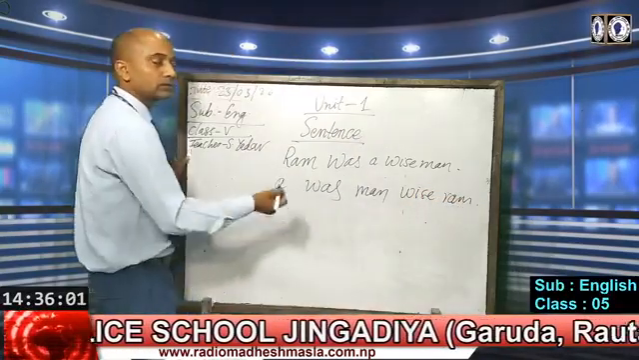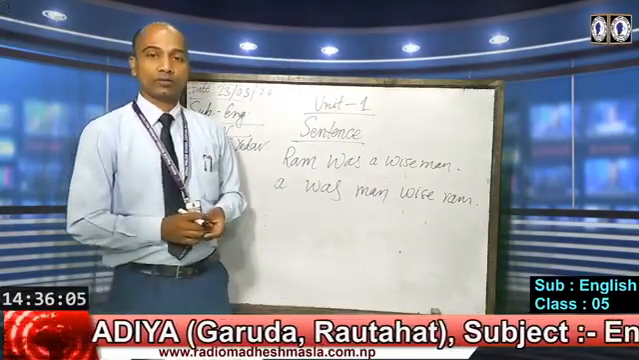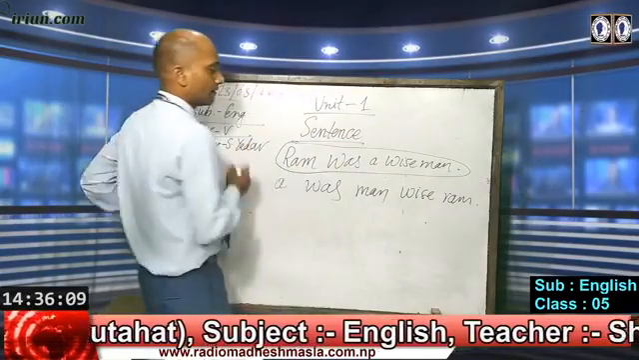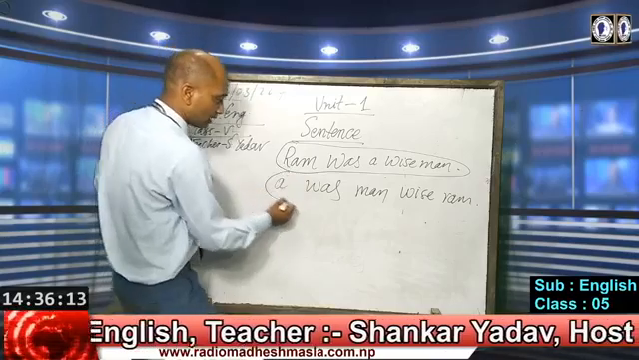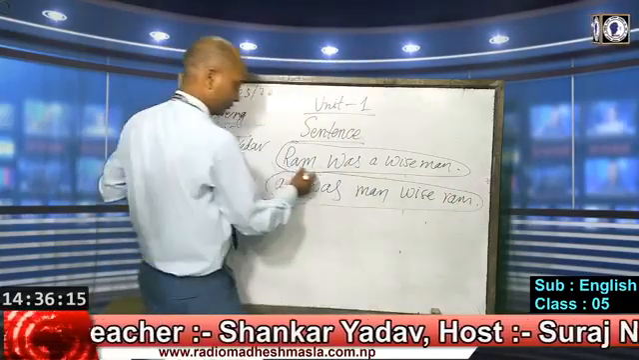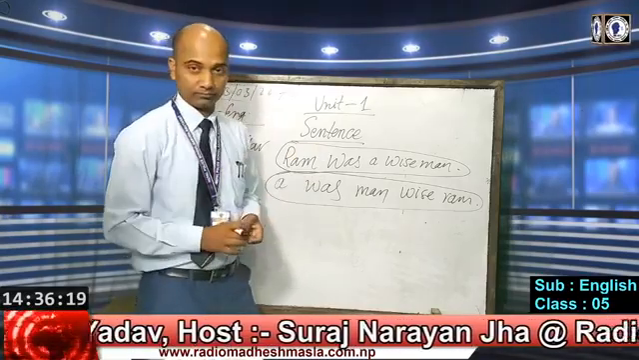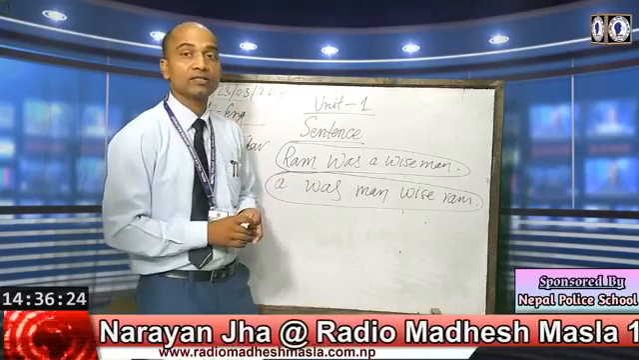You can see at this group of words, here is a group of words. Ram was a wise man, and below this you can see another group of words. What is the difference between them? Which one is the sentence? Certainly the above one is the sentence.